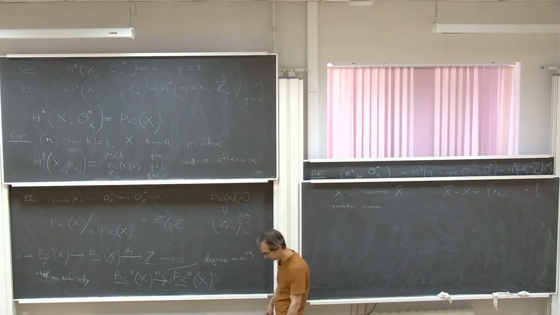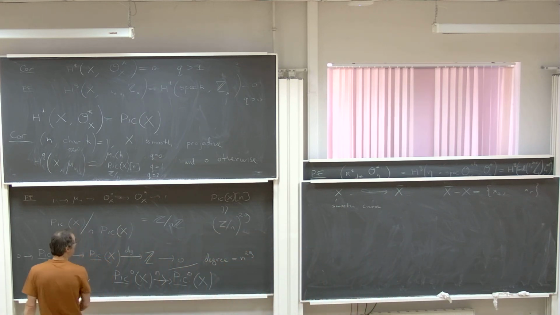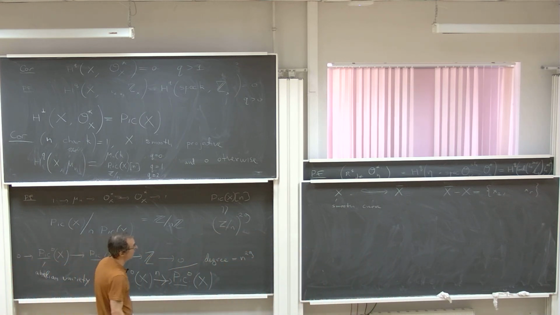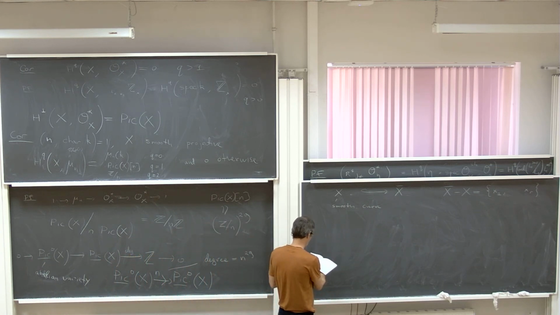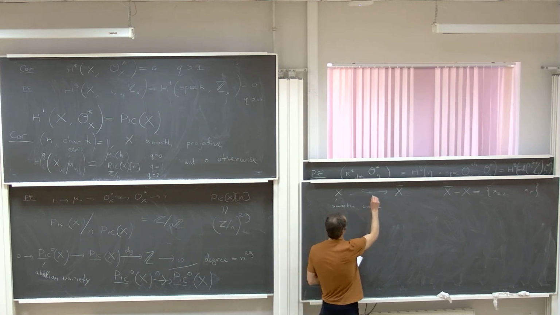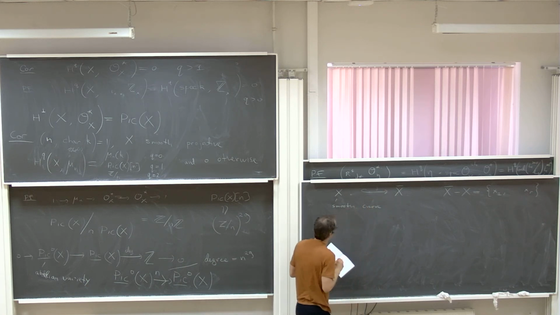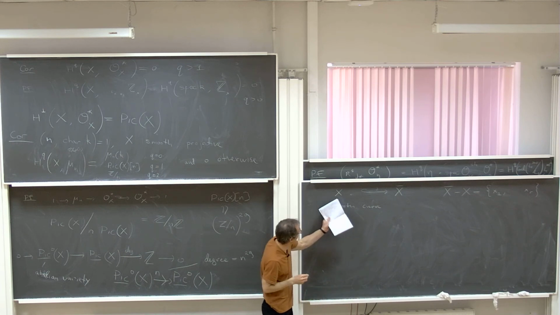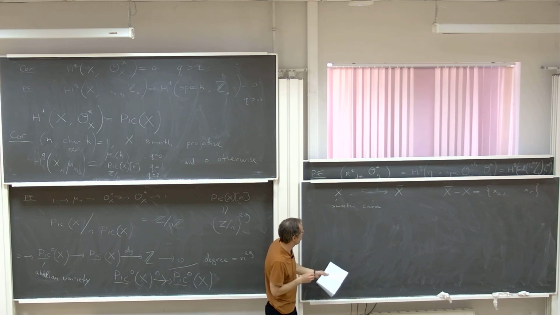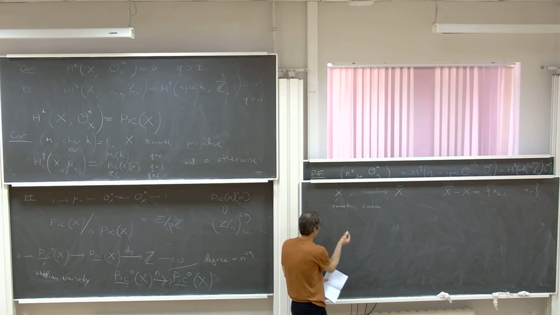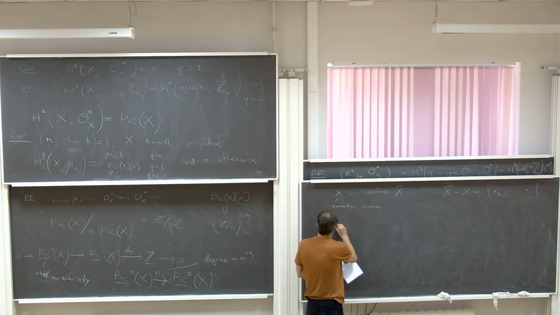Okay. So what do I want to say here? So let's call this map j. And so I want to compute homology of X. So how to do this? So let's take again our exact sequence.